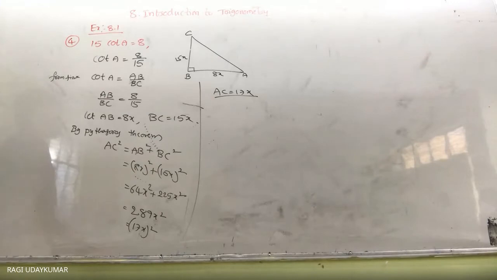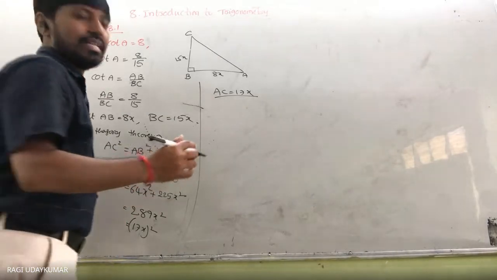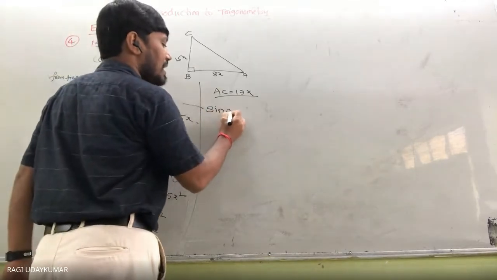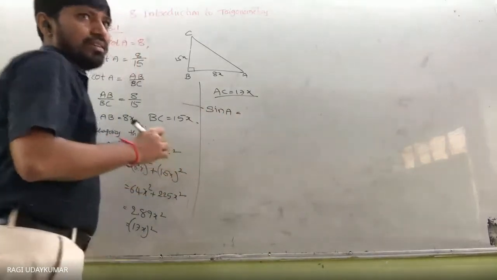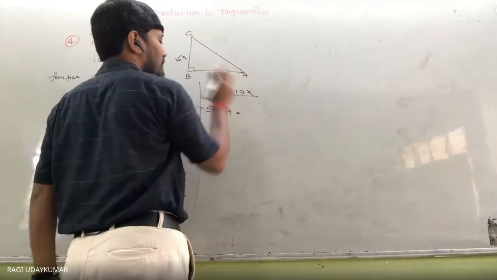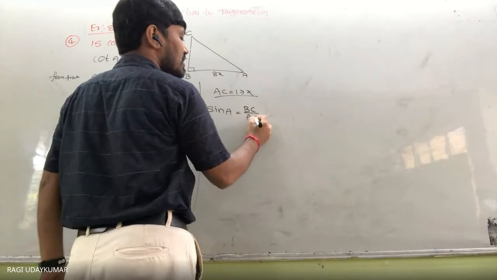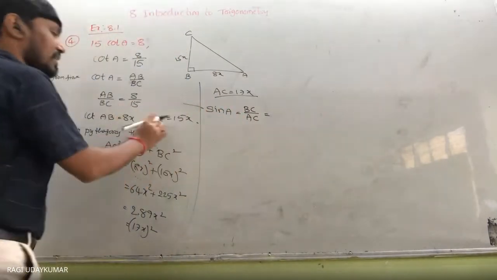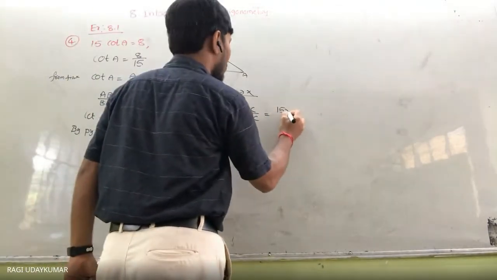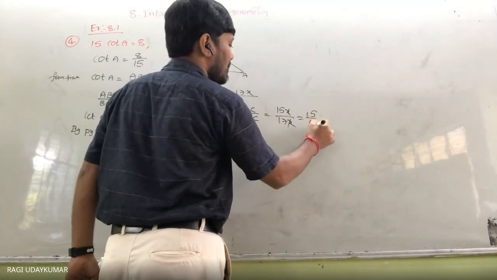Sir, why do we take x? It will cancel anyway. Now the question is asking you to find sin A. Sin A is nothing but opposite by hypotenuse. What is the opposite of A? BC. The hypotenuse of A is AC. So BC is 15x, so 15x by AC, 17x. x will get cancelled. At last, 15 by 17.